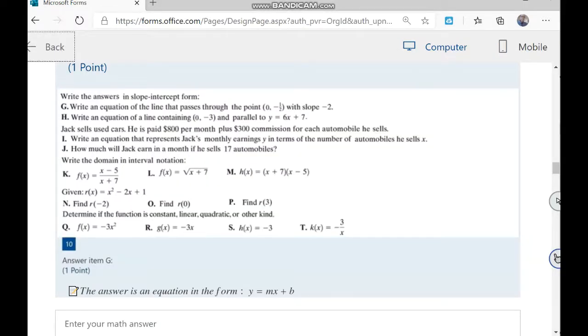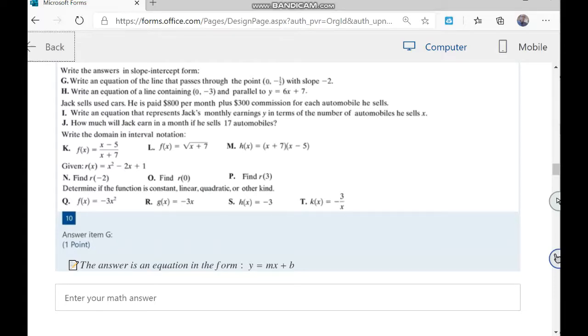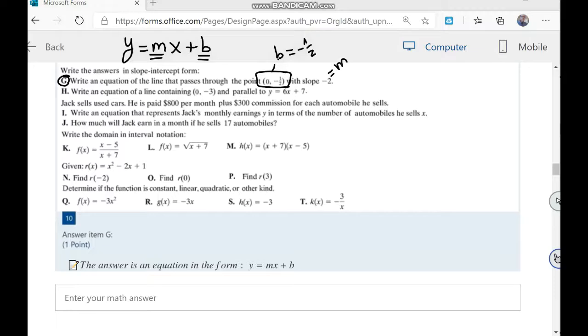All right. Moving to the second part, write the answers in slope-intercept form. Remember, slope-intercept form, y equals mx plus b. This is the slope and the y-intercept. Letter G. Write an equation of the line that passes through the point 0 and negative 1 over 2. This is actually the y-intercept. If x equals 0, this is the y-intercept, and negative 1 over 2 is b. B equals negative 1 over 2. And the slope is negative 2, that means m equals negative 2.